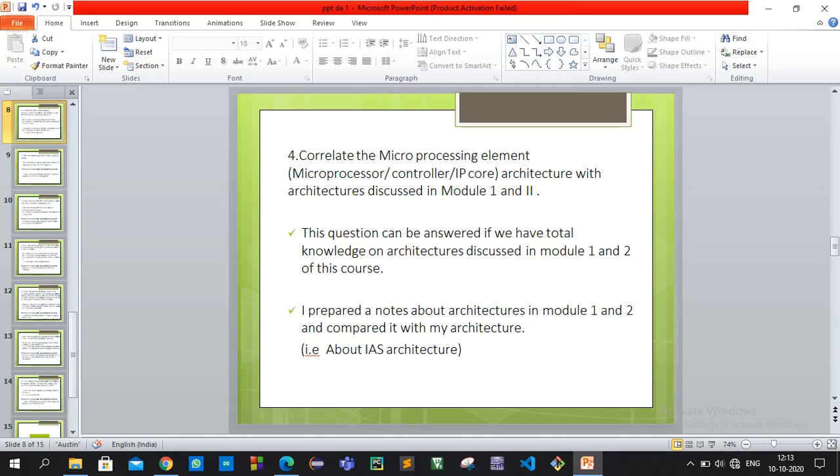Next question is to correlate the microprocessing element architecture with architectures discussed in our module 1 and 2. This question can be answered if you have total knowledge of the architectures discussed in module 1 and module 2. Yes, in module 1 and module 2 we discussed IAS architecture and von Neumann. So I prepared notes about those architectures prior and compared it with my Harvard architecture.